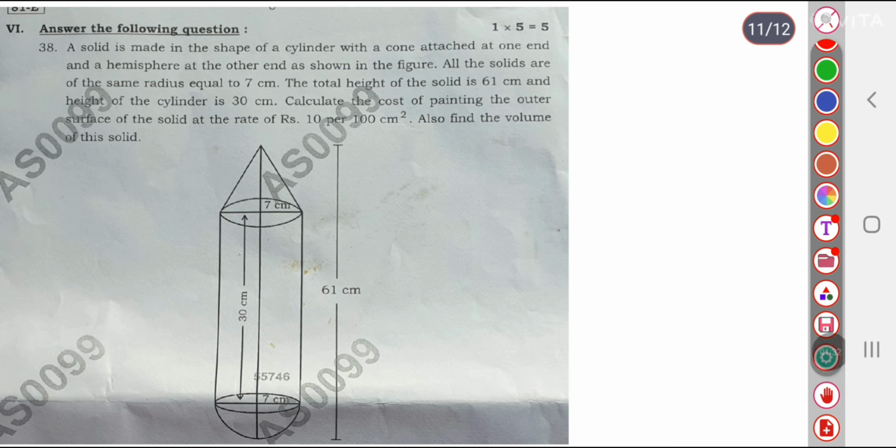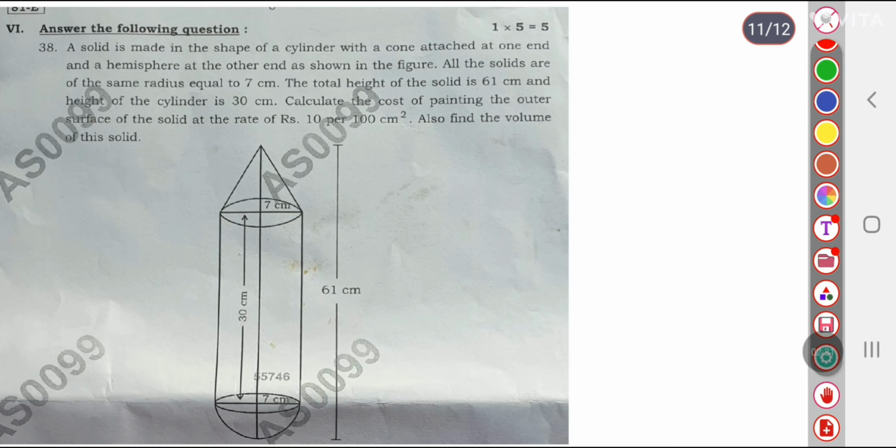Painting outer part completely means total surface area we are finding. So to find total surface area, see the solid, how much it is visible. So those parts we have to consider. See, if we see top, it is CSA of the cone we can see, and CSA of the cylinder, and also CSA of the hemisphere. So totally if we add all these CSAs, we will get total surface area of the solid.